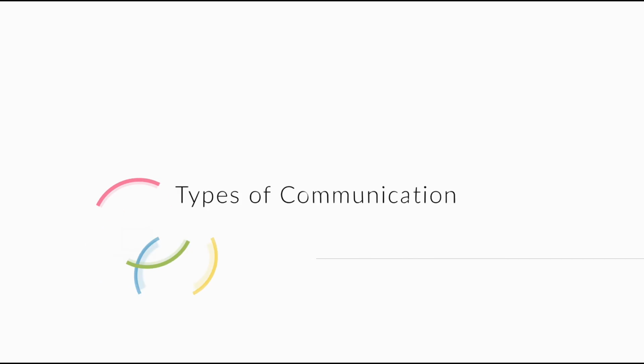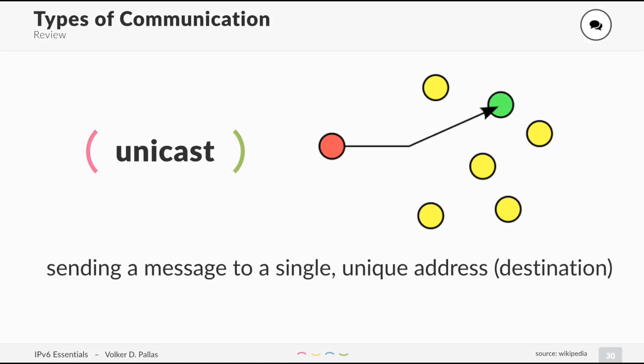In IPv6, we have different types of communication, just like in IPv4. First, we have Unicast. Unicast means I am sending a message to a single unique address or unique destination. This is just a one-to-one communication. You know that from IPv4.